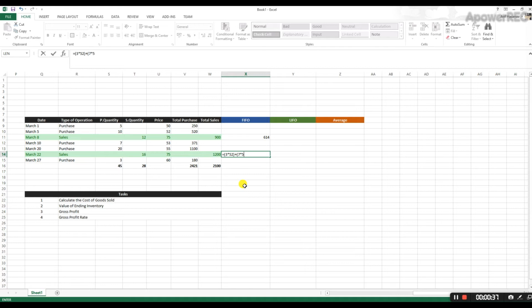7 from the 53. And 6 left, right? So 3 we took from here, the one for 52. 7 we took all of it from the 53, and we left only 6. And 6 we take from this 20, which we bought for 55. And we write it 6 multiplied by 55. So this is the cost of goods sold.